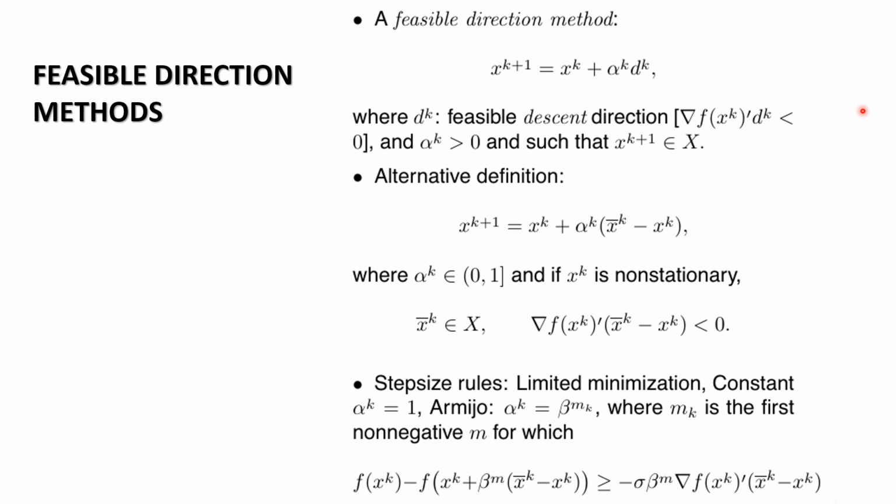Finalizing, we can formalize a feasible direction method where we move from xk to xk plus 1 along a direction that stays inside the feasible set and decreases the objective, and there are two ways to define the direction: directly as dk, and via x bar k. The step size alpha k is chosen via rules to ensure convergence and feasibility.